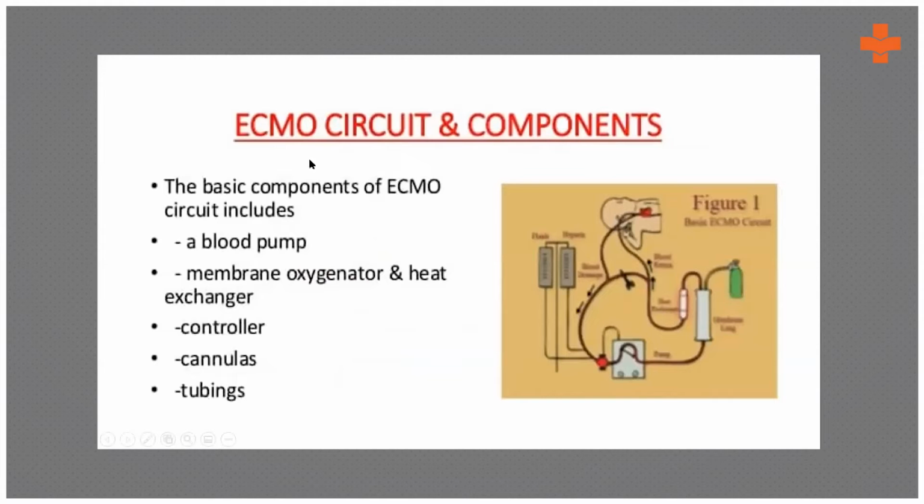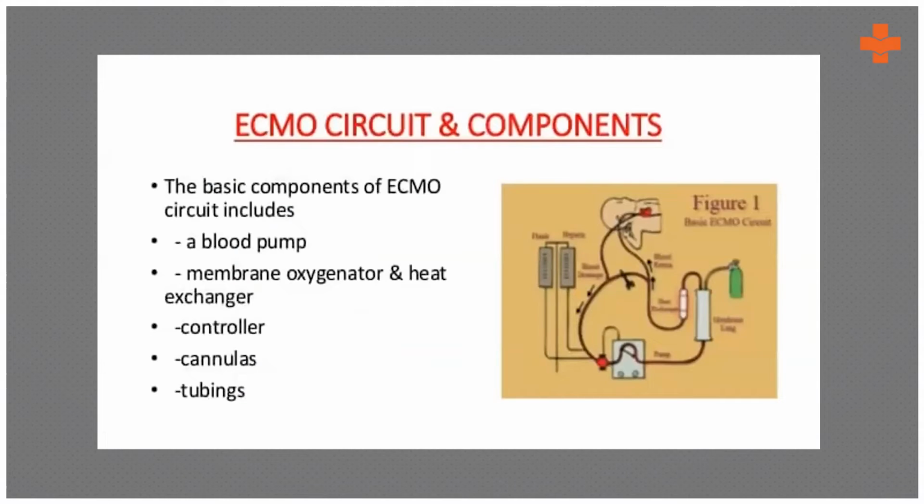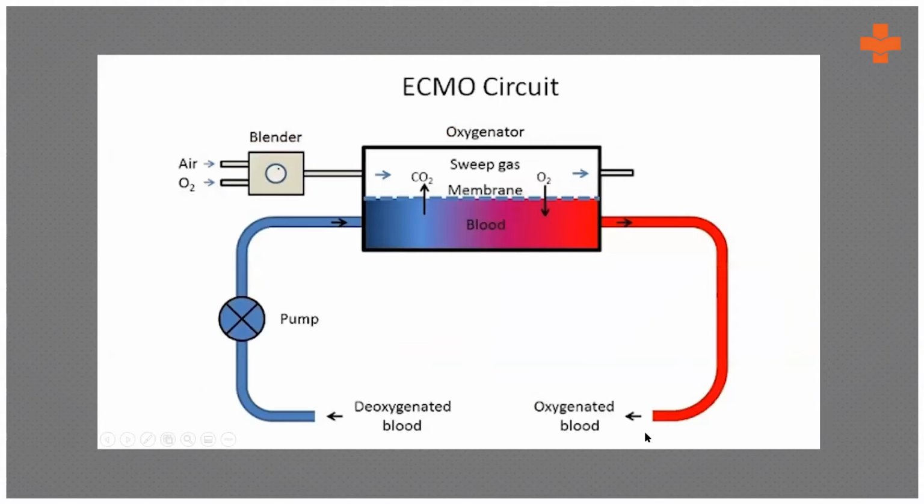So before we start, we should know the basics of the ECMO circuit and what it comprises. So it has a blood pump. The blood comes out from the patient, then it goes to the blood pump. Then from there it goes to the membrane oxygenator and the heat exchanger. And then it goes back to the patient. For this, you have cannulas in the patient and all these tubings. So all this is part of the ECMO circuit.